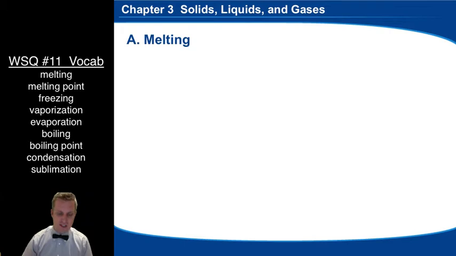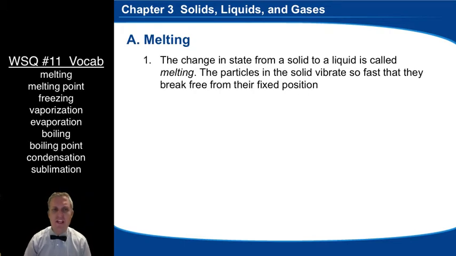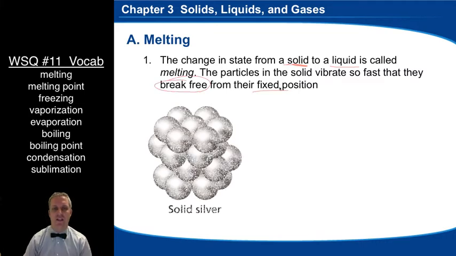The first one we're going to discuss is melting. Melting is the change in state from a solid to a liquid. The big key right here is we're going from a solid state, tightly packed. As we remember from WSQ number 10, the particles are closely attracted to one another, and those particles are basically vibrating. As melting happens, the particles in the solid vibrate faster and faster to the point that they break free from their fixed position and become a liquid. That's what happens in melting.